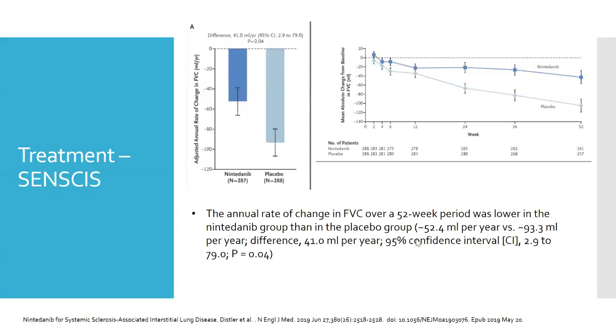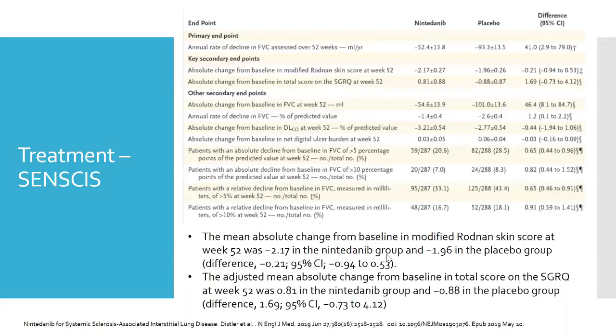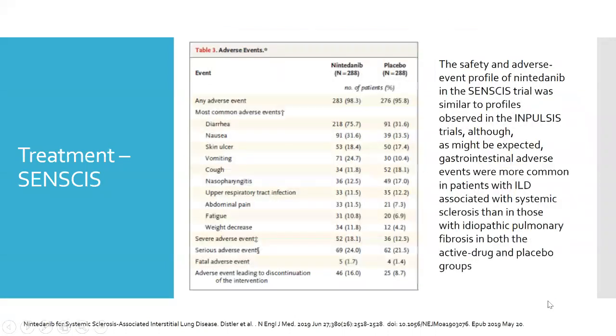What we saw was a significant difference. So the annual change in FVC over a 52-week period was lower in the patients who received nintedanib. So it was minus 52 cc's in the nintedanib group versus minus 93 cc's, which was an absolute difference of 41 cc's per year, which was significant. And this also translated in their skin scores and their respiratory questionnaires.